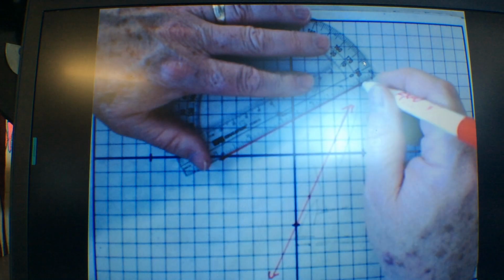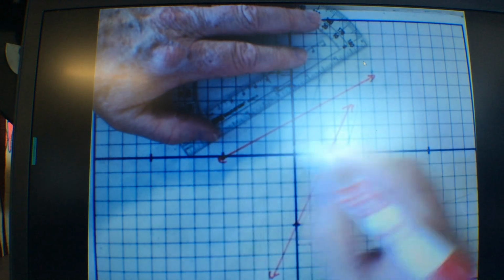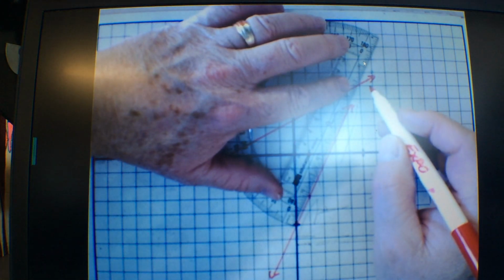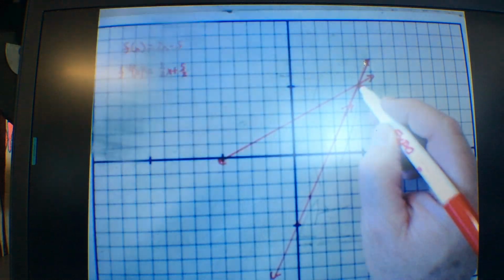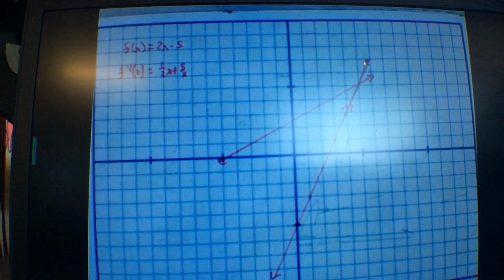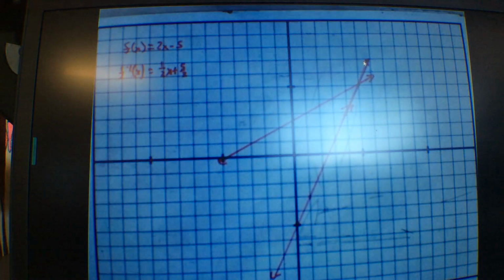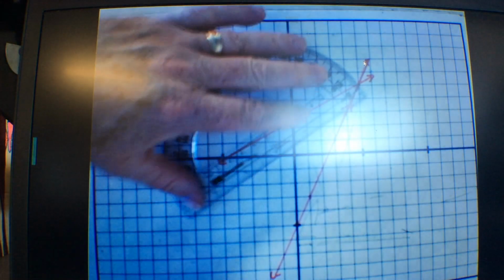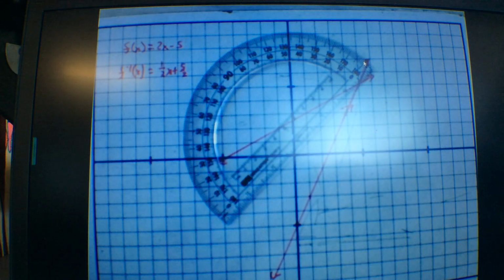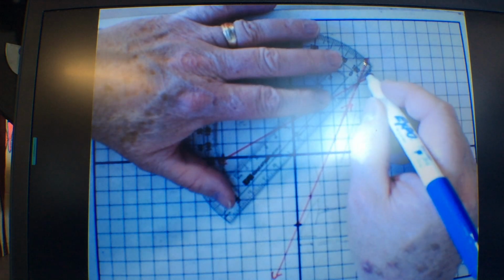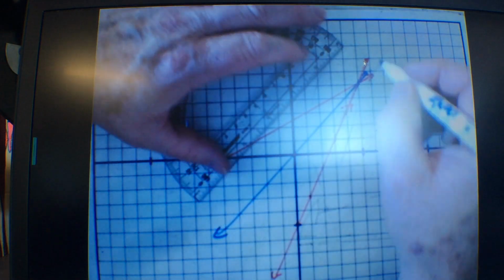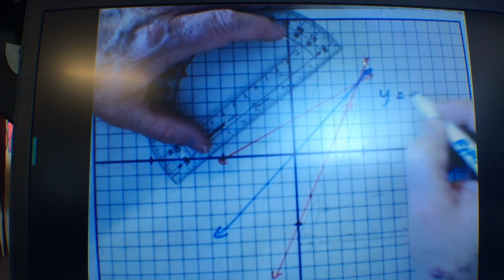And then I'm going to put this line. Okay? And if I extend this one, they intercept. Do you see that? And they intercept right here. Now what I want to show you is that every graph and its inverse is a reflection over this line. This blue line. And that blue line is y equals x.